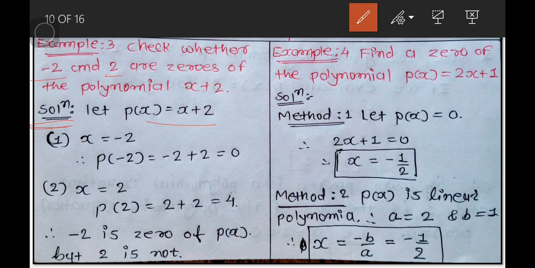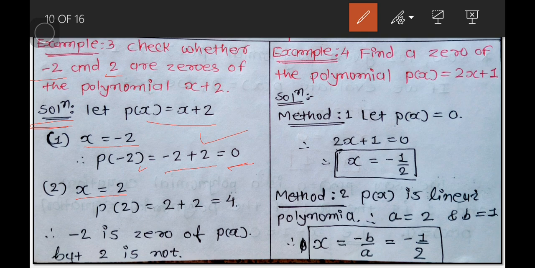First, x is equal to minus 2. We get p of minus 2 is equal to minus 2 plus 2, and minus 2 plus 2 is equal to 0. The value x is equal to minus 2 makes the given polynomial equal to 0, so we can say that it is a zero of the given polynomial. Now about x is equal to 2.